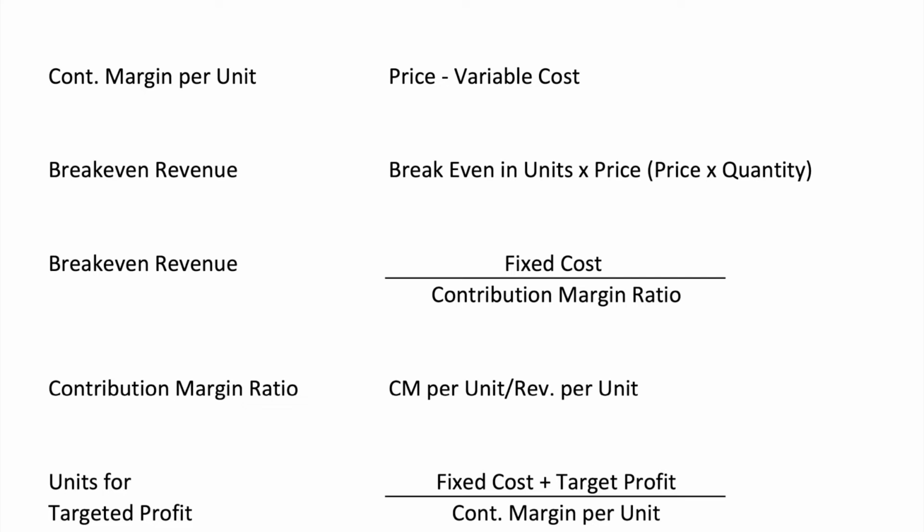So my fixed cost would be 10, and my targeted profit would be 2, for a total of 12, and divided by my original contribution margin per unit of 2, which means I would need 6 units in order to achieve my targeted profit in this case. And if I wanted to turn that into sales revenue dollars, that would be 6 units at $5 for a total revenue of 30 in order to achieve my goals in this particular case.